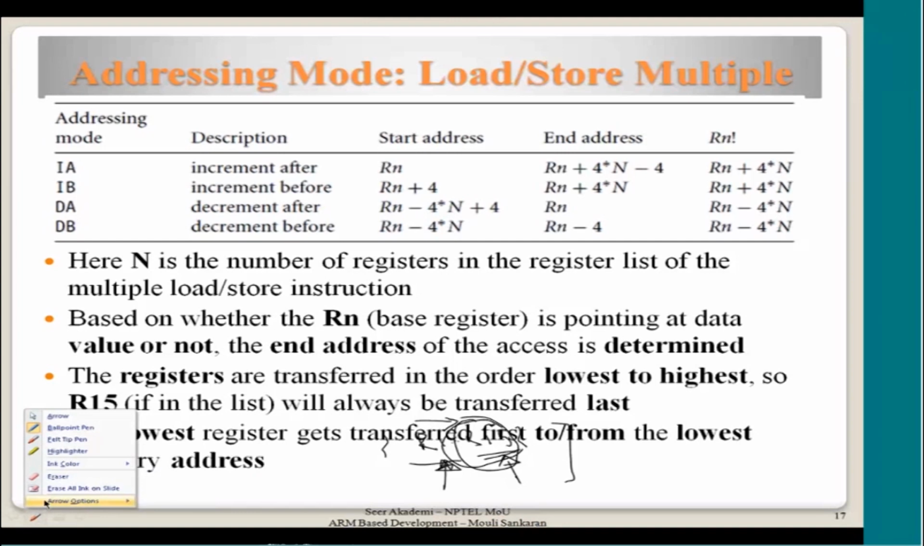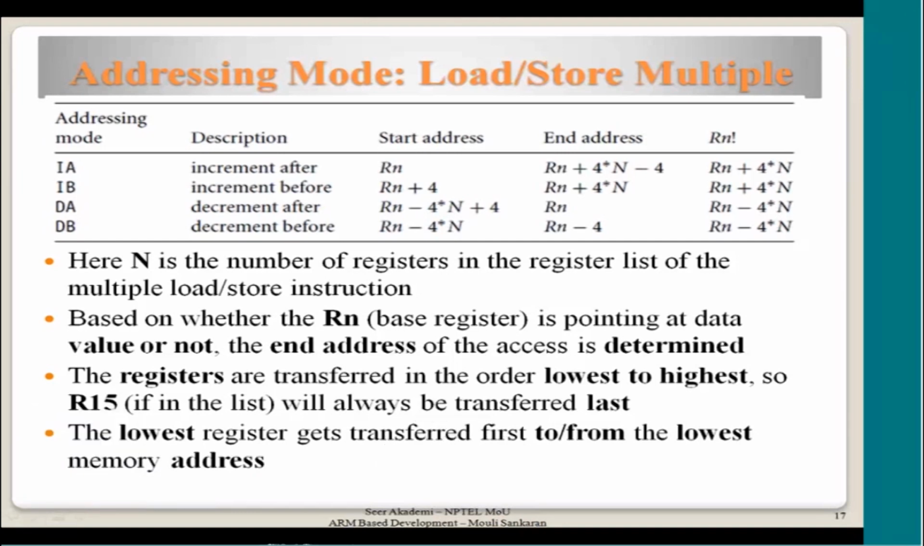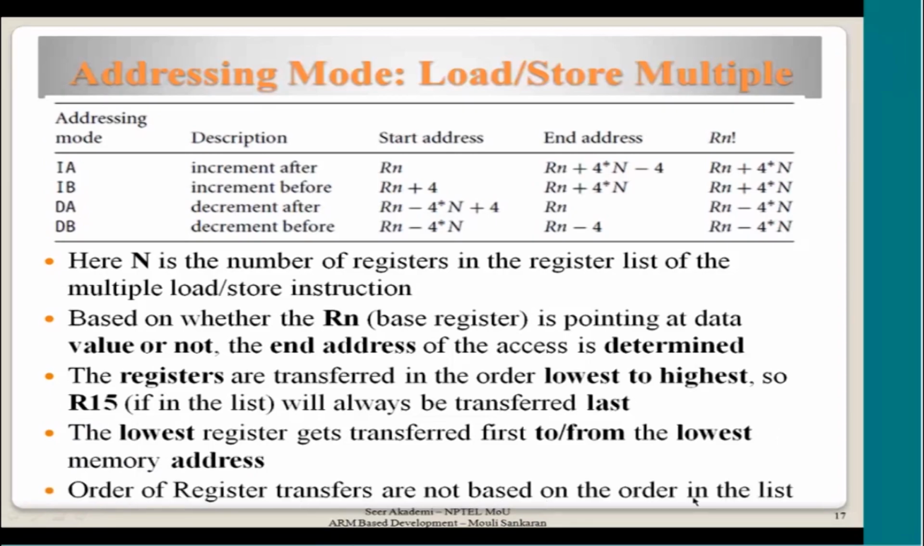Let me remove this so that you can read the message. The lowest register gets transferred first, and from the lowest address. This is very important, you should remember. Now some more: the order of register transfers is not based on the order in the list. This is another fine point. Suppose I mention R2 and then R0 and then R5, of course a comma is required. The assembler will not complain or give you an error that you have given some random order.